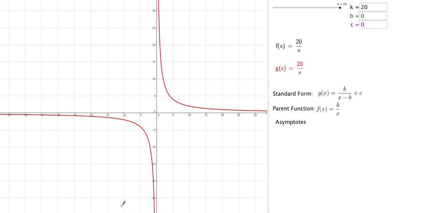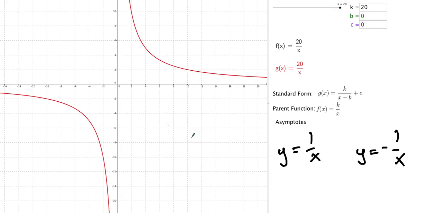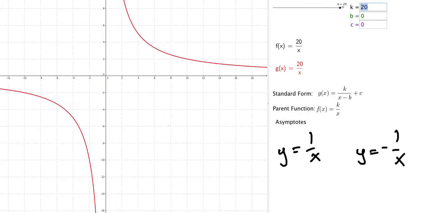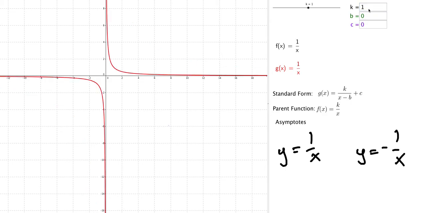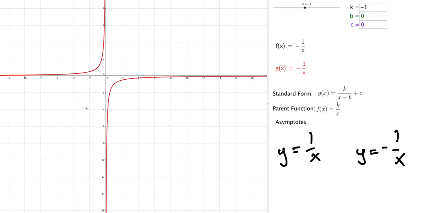Alright, example 3. Compare the graphs of y equals 1 over x and y equals negative 1 over x. So if your k value is 1 versus negative 1. Let's zoom back in to get a better picture. Let's plug in 1 here. That's y equals 1 over x. Change it to negative 1, and it just flips. They're the identical graph, just in opposite quadrants. Instead of being in quadrants 1 and 3, they're in quadrants 2 and 4. Asymptotes are the same, x equals 0 and y equals 0. So that's the only difference.